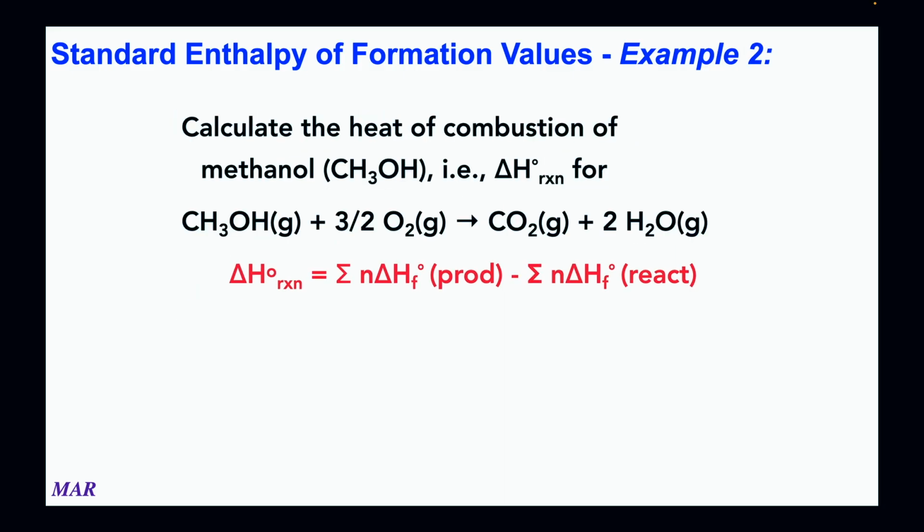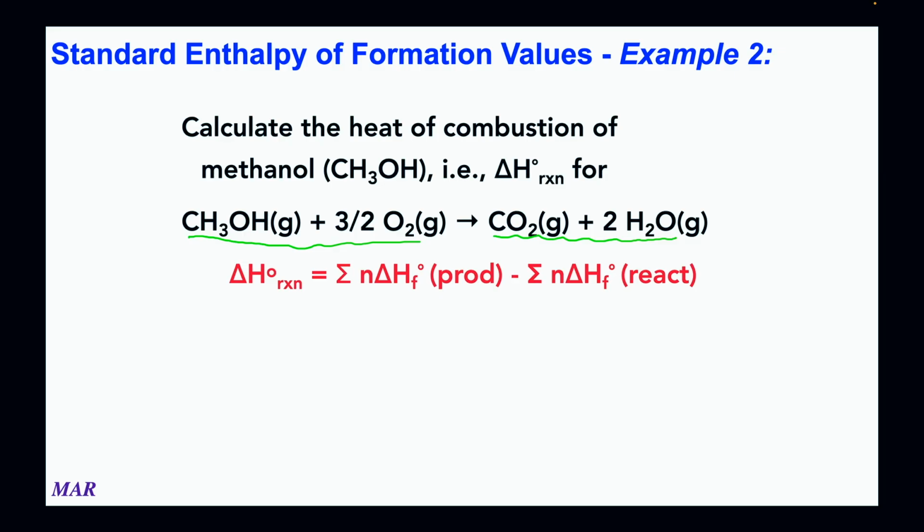Now here's a reaction where methanol is being burned in oxygen to make CO2 and water, and we want to find the delta H reaction for this one. So this will be the same thing. It's going to be the products, CO2 and 2 waters, note the 2 right there, minus reactants, CH3OH and 3 halves O2. So like before, what we're going to do is we'll look the values up in that table of thermodynamic values for delta H.